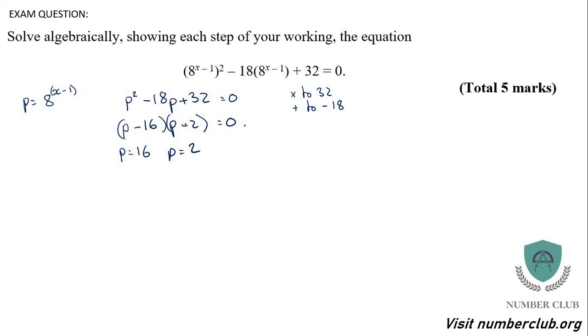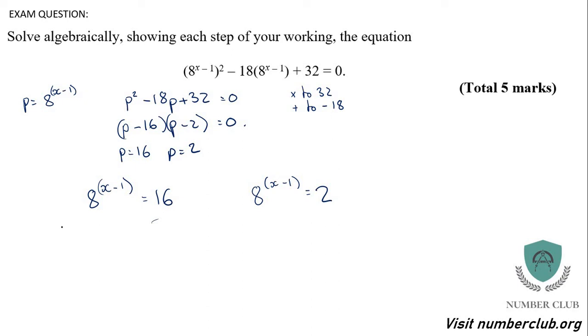They're what cause the solutions for this. But we also said that p is equal to 8 to the power of x minus 1, so 8 to the power of x minus 1 is equal to 16, and we've also got 8 to the power of x minus 1 is equal to 2. Now to solve something like this is not very simple. This side is much more difficult than this one.